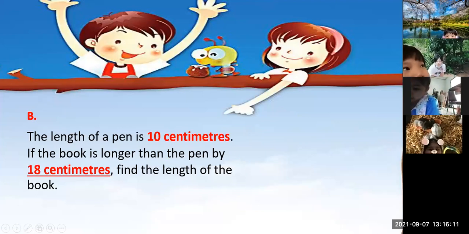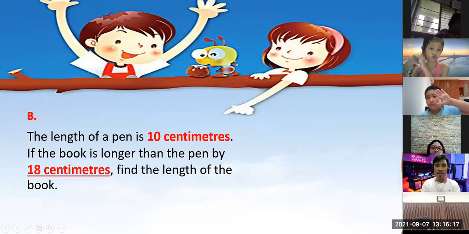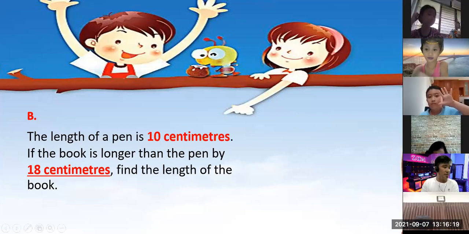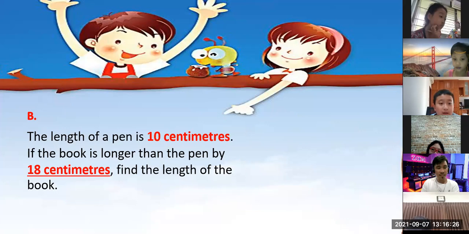Who will read the story in letter B? Anyone from the class who will read letter B? Okay, 10, can you read letter B for us? Thank you. The length of a pen is 10 centimeters. If the book is longer than the pen by 18 centimeters, find the length of the book. Very good. Find the length of the book.